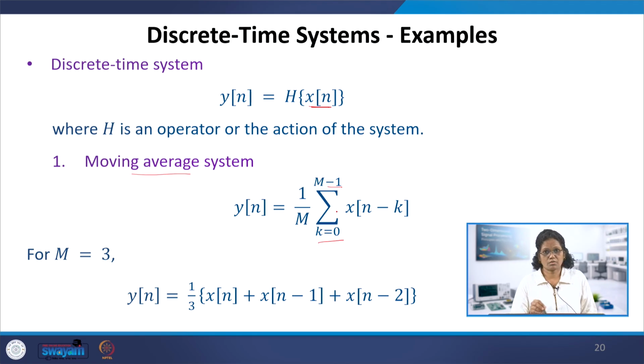This particular discrete time system is useful for averaging the signal. This is for M equal to 3. Similarly, for M equal to 5, it would go up to n minus 4. So this would take n minus 1, n minus 2, n minus 3, n minus 4, and average, for up to 5. So 5 samples will be taken and averaged.